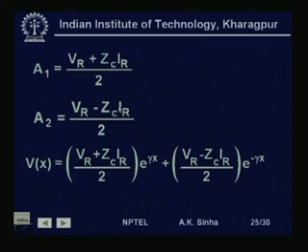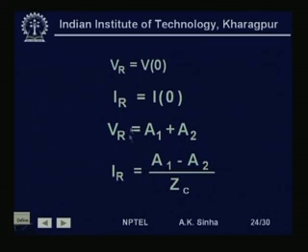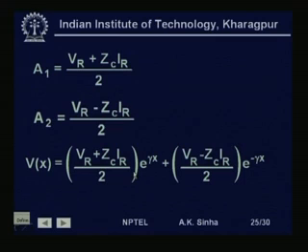From these two relationships, a1 plus a2 is equal to Vr and (a1 minus a2) by Zc is equal to Ir, we can calculate a1 and a2. a1 comes out to be equal to (Vr plus Zc into Ir) by 2, and a2 will come out to be equal to (Vr minus Zc into Ir) by 2.